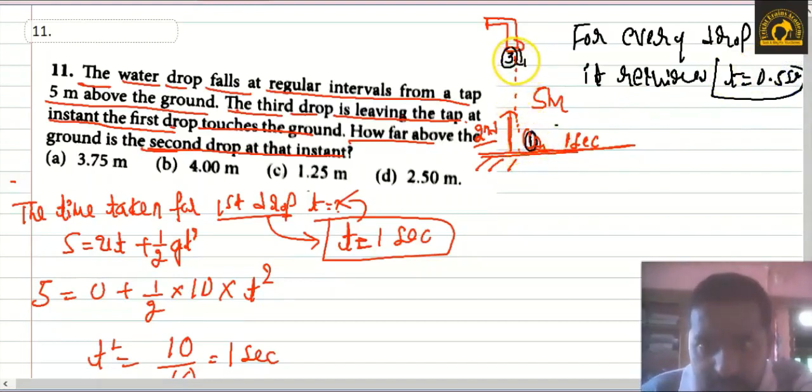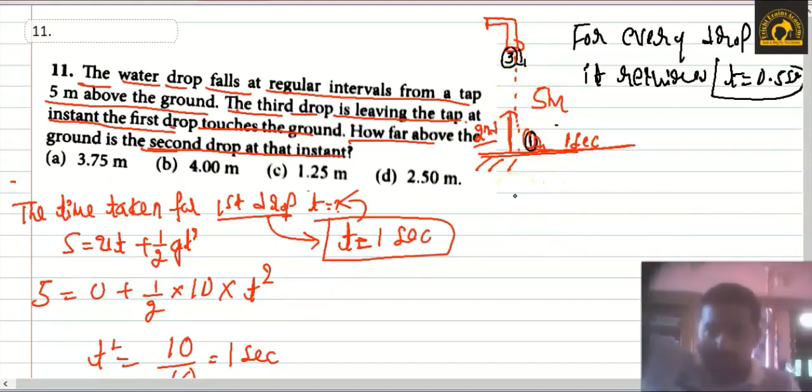When the first drop touches the ground in 1 second, then the second drop, and the third drop is leaving from the tap at that time. The first drop has already touched the ground. For every drop the required time is how much? 0.5 second. 1 by 2, that is 0.5 second.